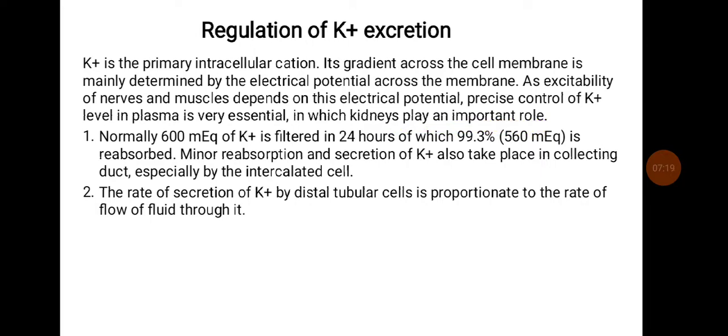Normally, 600 milliequivalents of potassium is filtered in 24 hours, of which 99.3%, that is 500 milliequivalents, is reabsorbed. Minor reabsorption and secretion of potassium also takes place in the collecting duct, especially in the intercalated cell. The rate of secretion of potassium by the distal tubular cell is proportionate to the rate of flow of fluid through it.